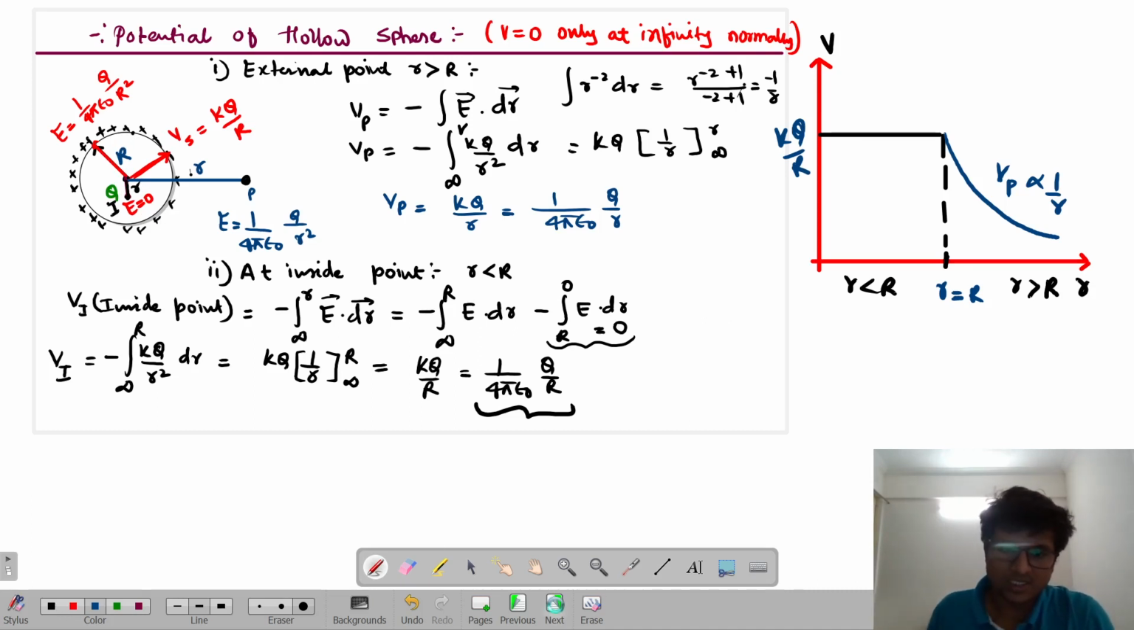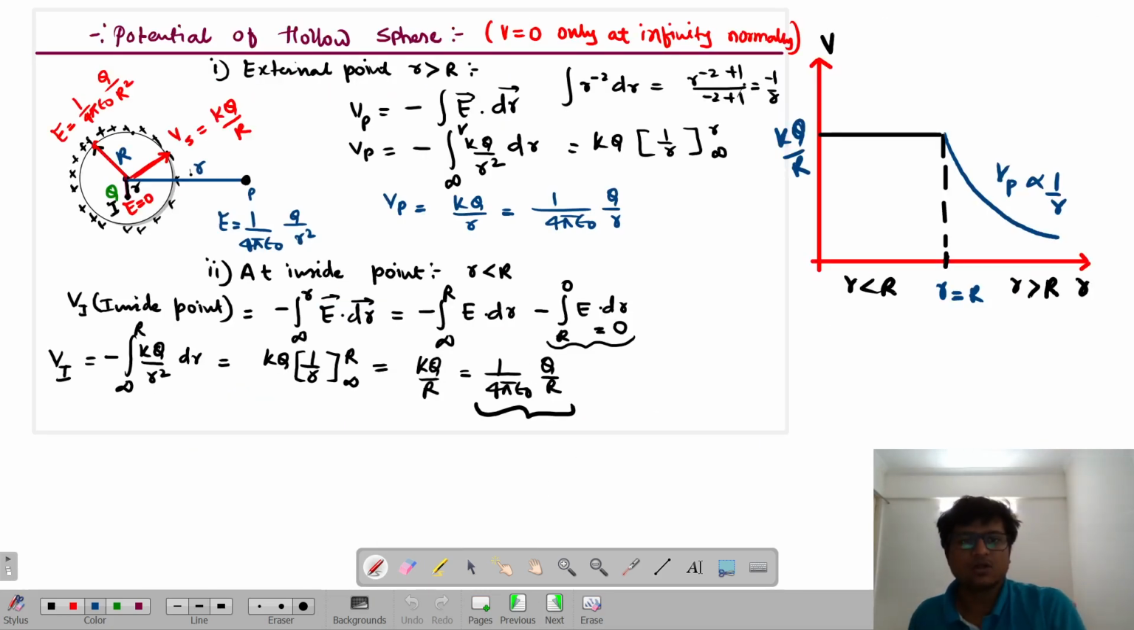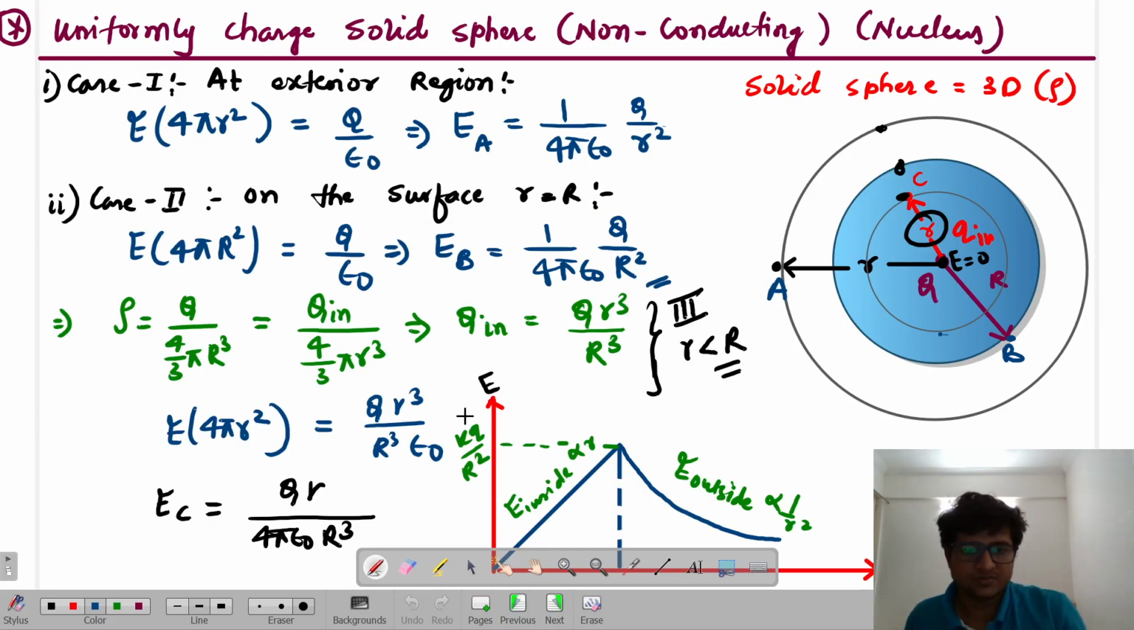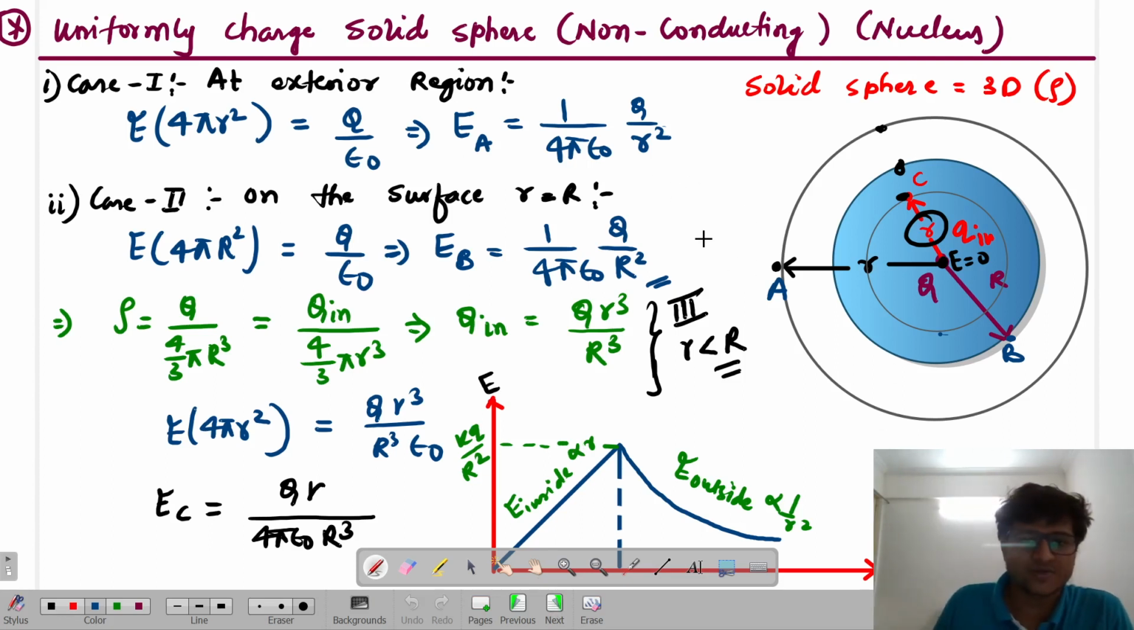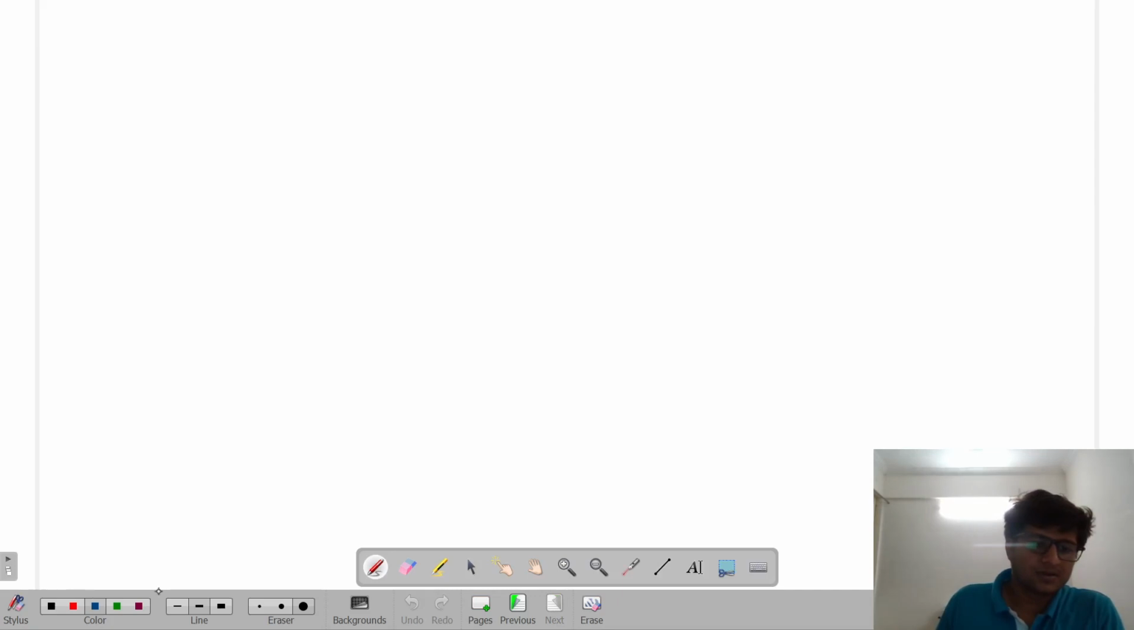Chalo. So let us utilize this. We calculated electric field and potential for the hollow sphere and conducting sphere. Similarly, we will do the calculation of potential for a non-conducting sphere. Day before yesterday, we calculated the electric field, where we got to know that inside, the electric field varies linearly, while outside the electric field varies inversely proportional to r square, isn't it? So let us apply the same concept.